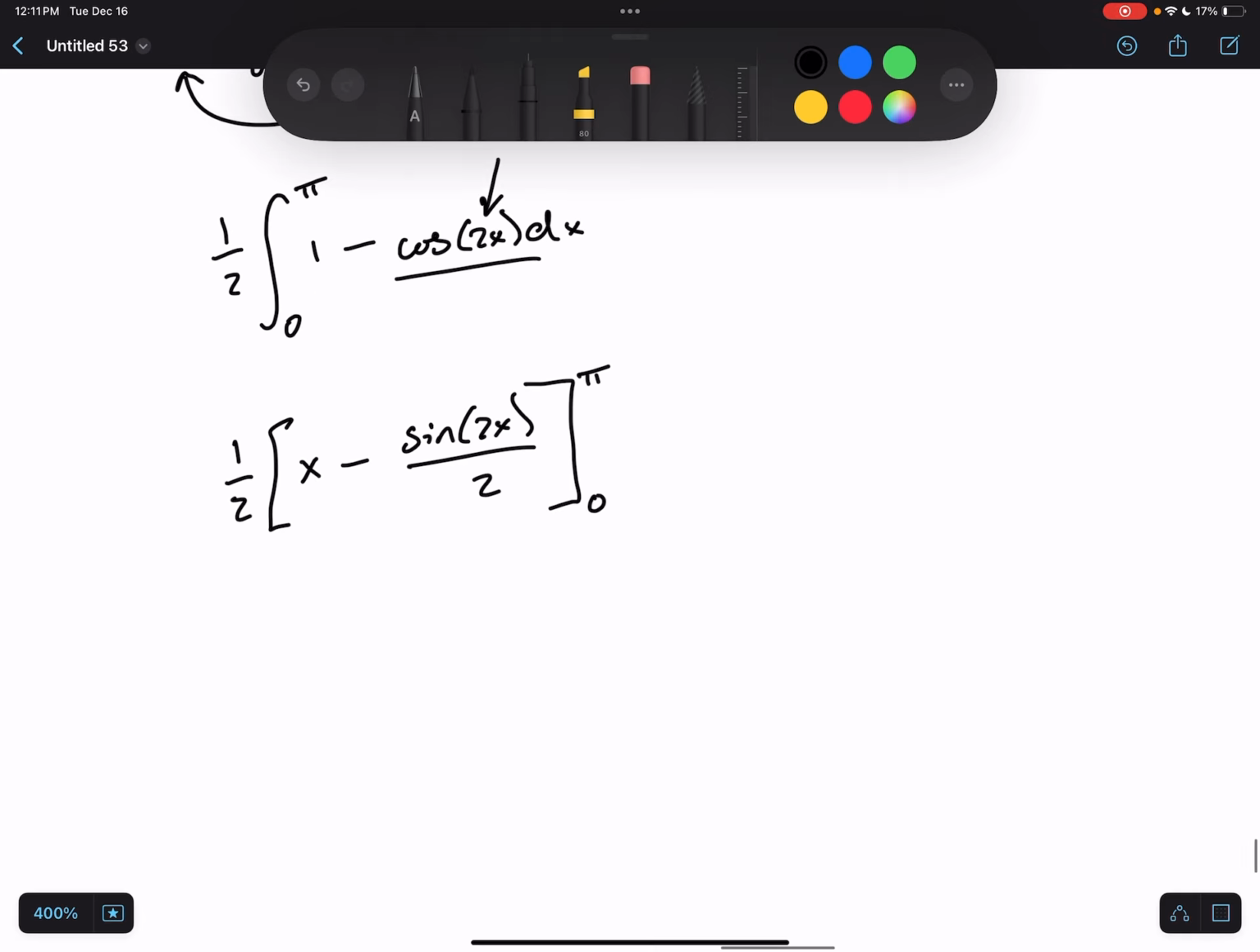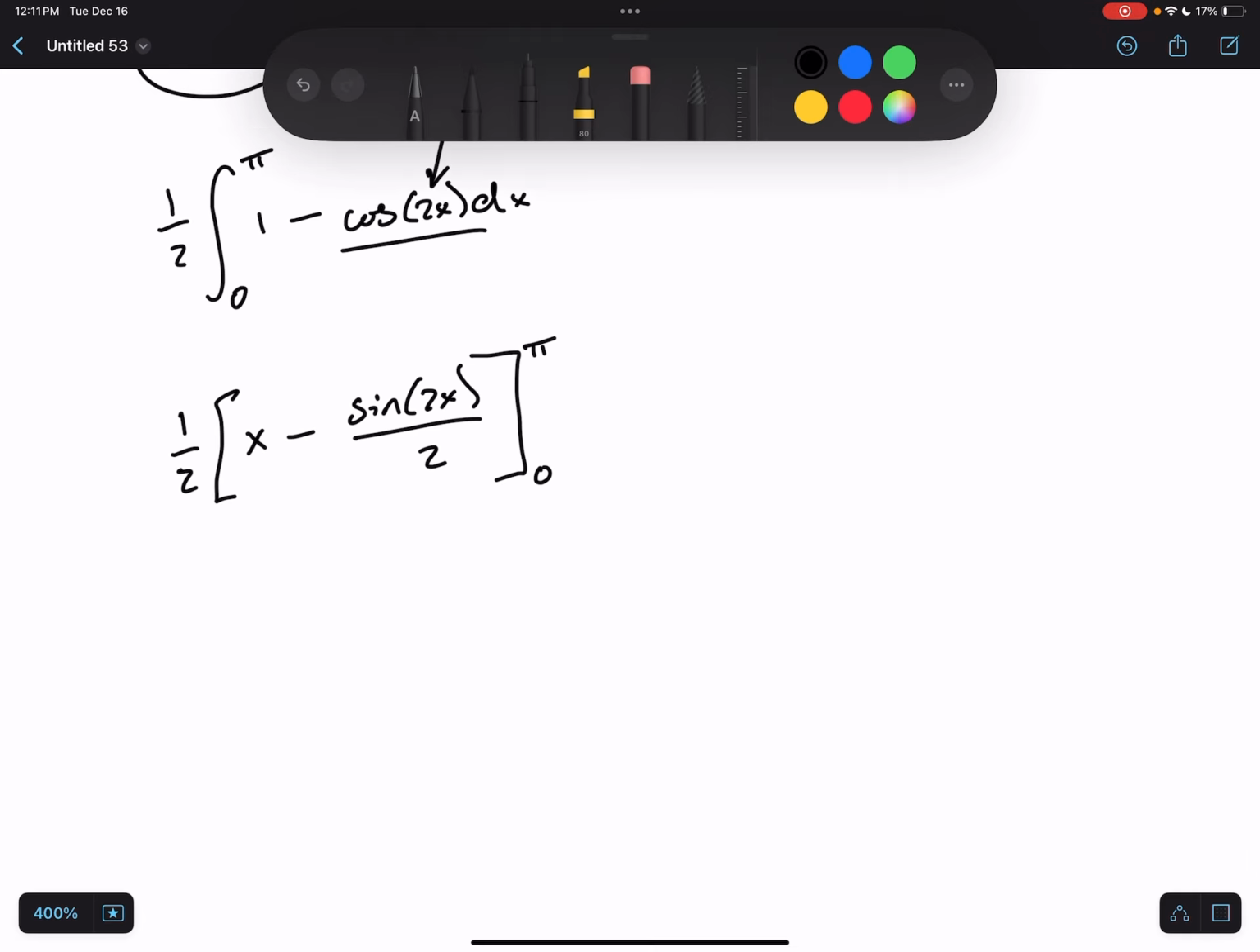There's two ways you can go about doing this. You can either leave it as is and evaluate, or you can rewrite sine of 2x as 2 sine x cosine x. But in this case, I think that's just a little bit too much work. You don't need to do that for this one.